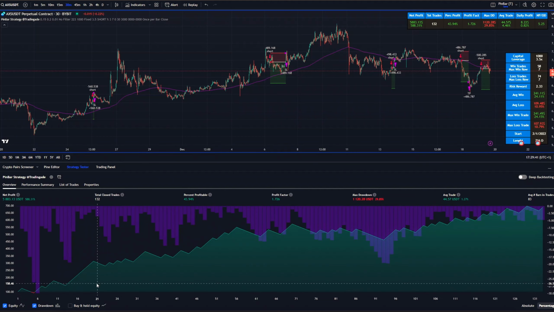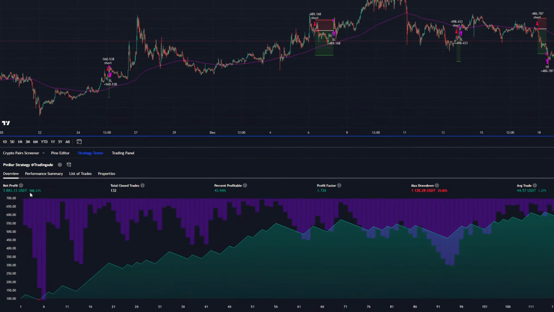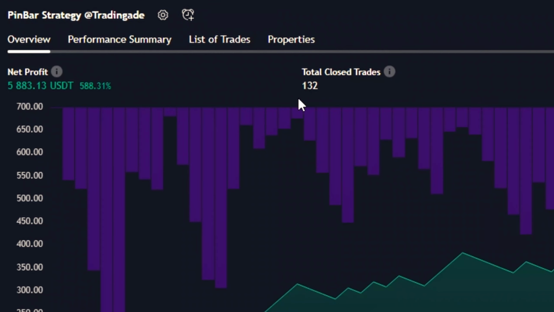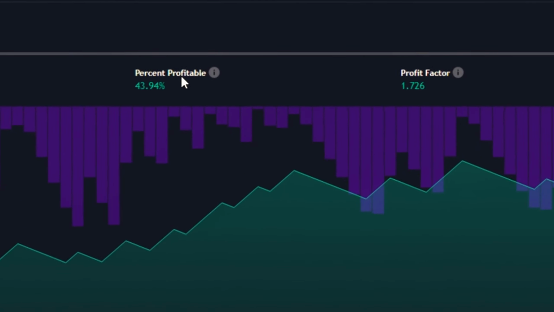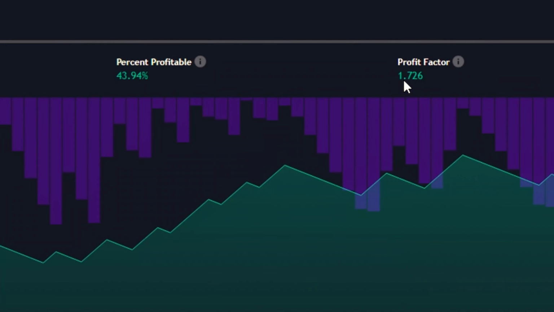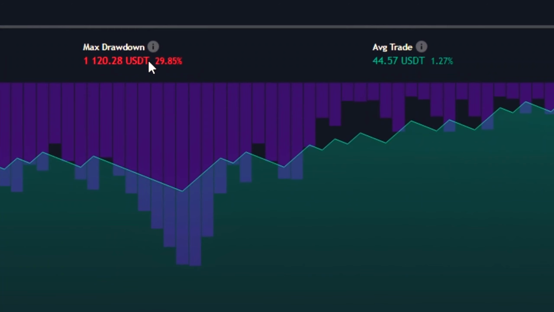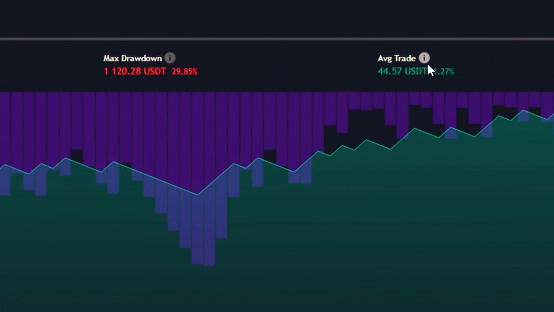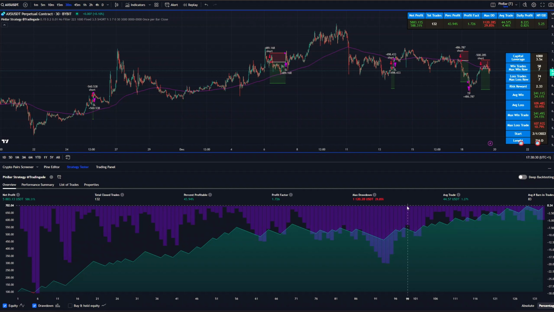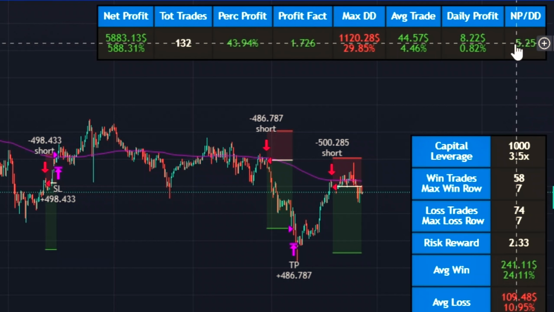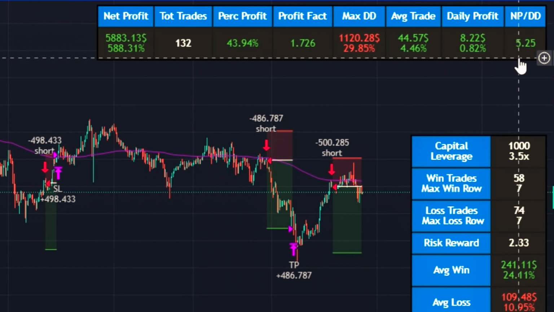As you can see, guys, we have a really good equity shape. 588% net profit, 132 total trades, 43.9% win rate, 1.72 profit factor, 29.8% max drawdown, average trade 1.27%. At first glance, you may think this drawdown is too high. Yeah, it's not one of the best max drawdown values, but anyway, it is completely compensated by this net profit, which is really high. In fact, as you can see, the net profit to drawdown is 5.25, which is a really good value.